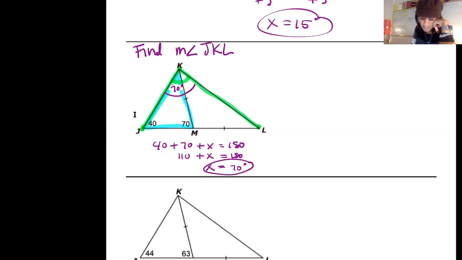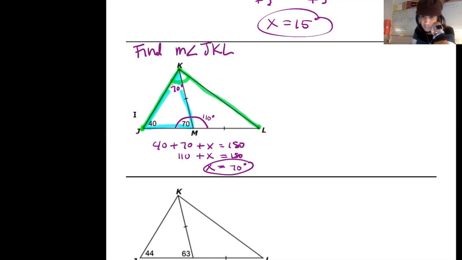Are these linear pairs? Can I do 180 minus 70 to find this other piece right here? No, a linear pair has to form a straight line. This is not a straight line. So let's not make that a habit of doing that. What I do know though is that this is a linear pair. So I can do 180 minus 70 to get this one, and that will give me 110 right there. That's 110.